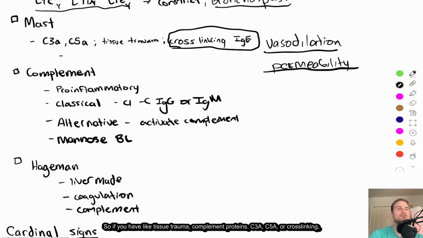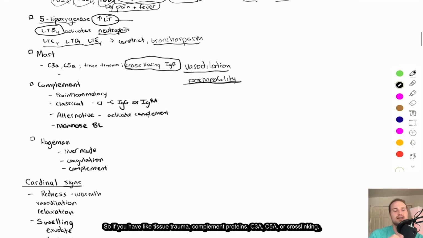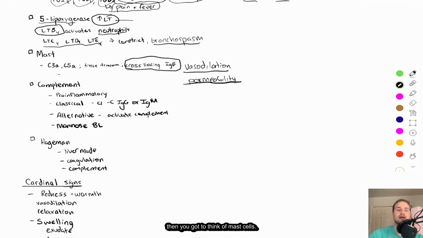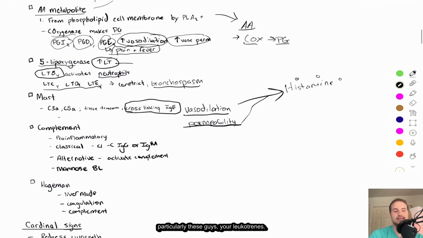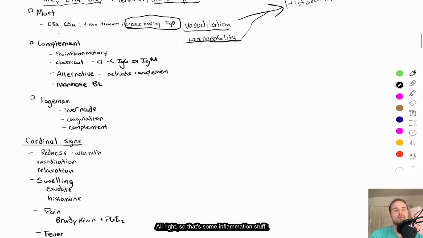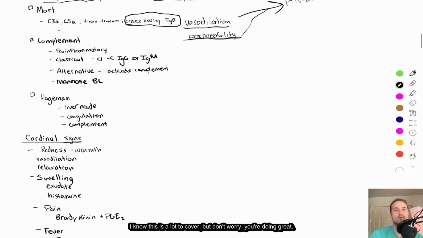So if you have tissue trauma, complement proteins C3a, C5a, or IgE cross-linking, then you got to think of mast cells. For the immediate response, you're going to have a release of your preformed histamine granules. So bye-bye histamine. The histamine is going to mediate vasodilation and also increase the permeability. A delayed response is going to involve your arachidonic acid, particularly your leukotrienes. All right, so that's some inflammation stuff. I know this is a lot to cover, but don't worry, you're doing great.